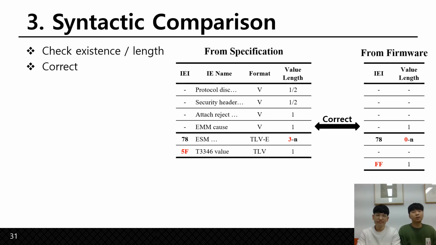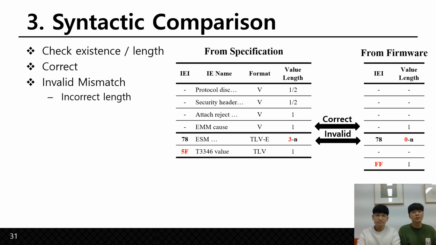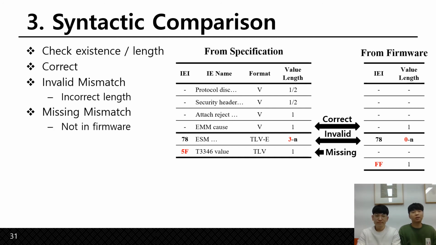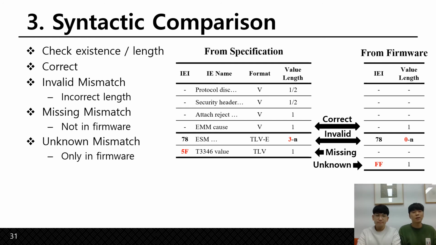If an IE exists in both parts with the same length, it is correctly implemented. But if the length is differently defined, it is called an invalid mismatch. If an IE does not exist in the firmware, it is called a missing mismatch. On the other hand, if an IE exists only in the firmware, it is called unknown mismatch. In this way, we can find 3 types of mismatches between the specification and firmware.